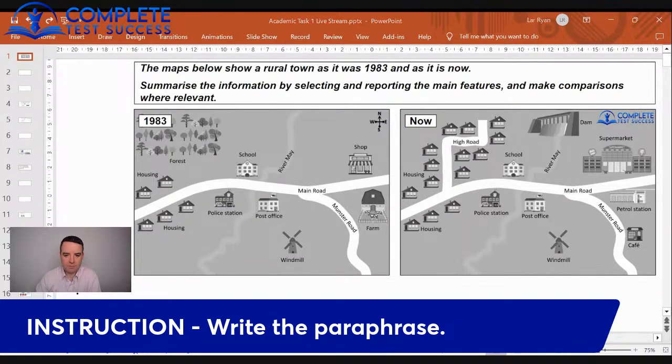So please write the paraphrase, share it with me in the comments, and I will give you feedback on your paraphrase.